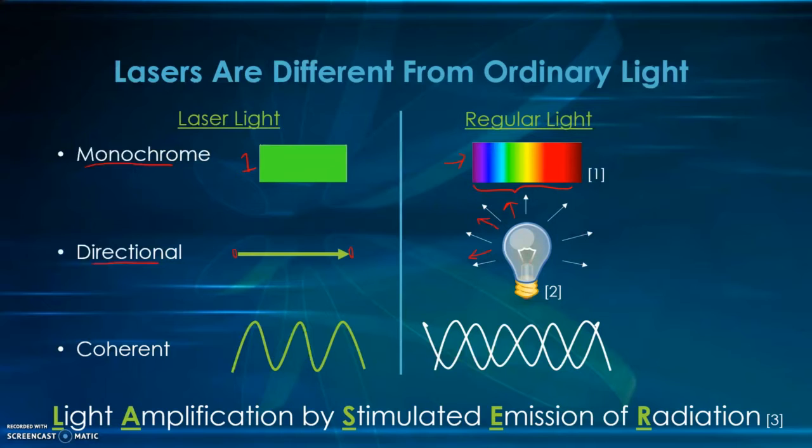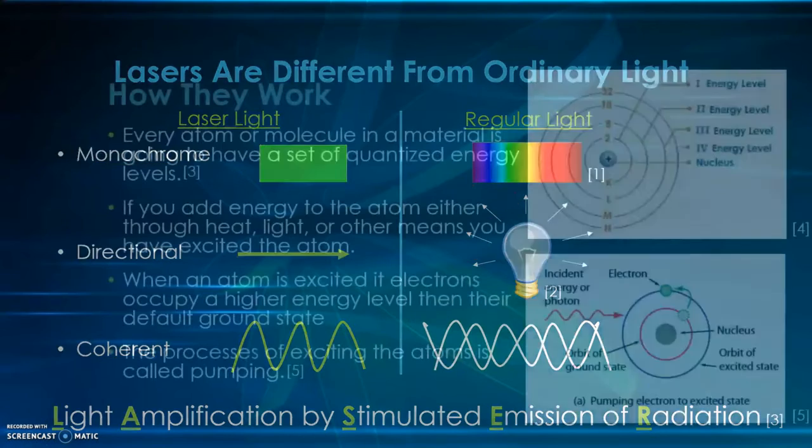Laser light is also coherent. This means that it's made up of one uniform wavelength of light, so that's why a green laser will only be made up of green wavelength, whereas a regular light source could be made up of a multitude of different light wavelengths. The actual word laser is an acronym for light amplification by stimulated emission of radiation, and to unpack this whole title, we'll have to get into how lasers are actually made.